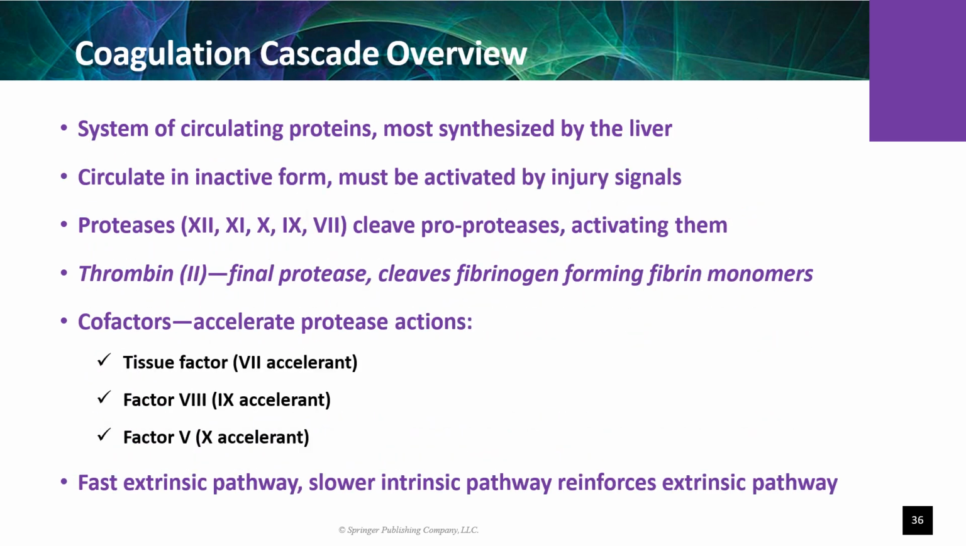The coagulation cascade occurs on the surface of platelets as a coordinated step-by-step activation of multiple circulating plasma protein factors, leading to the deposit of insoluble fibrin on the platelet plug and transforming it into a stable clot.